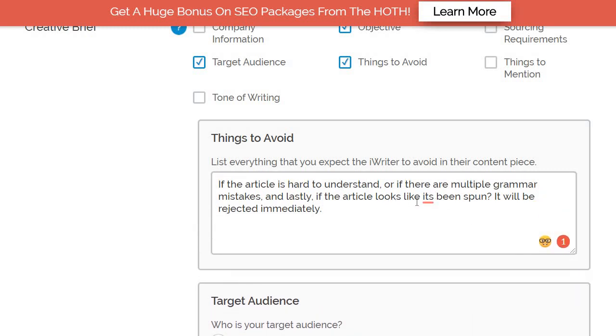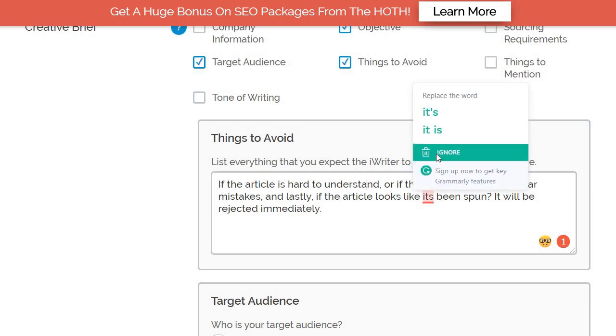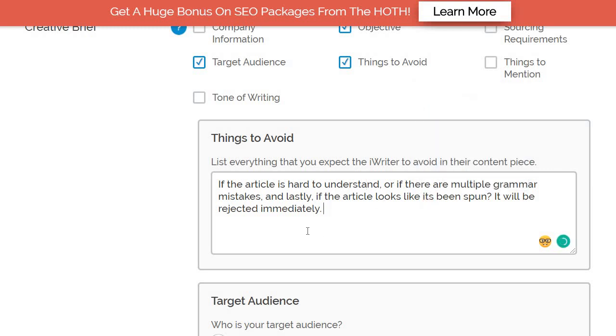No, it's been spun. That looks right. Why are they telling me to change that? Is that on me? Let's just do it. Anyway, as we're talking about grammar mistakes, if the article is hard to understand, or if there are multiple grammar mistakes, and lastly, if the article looks like it's been spun, it will be rejected immediately.